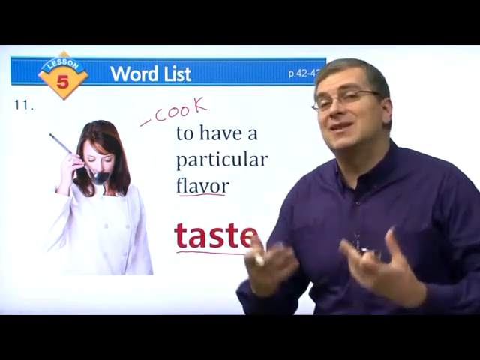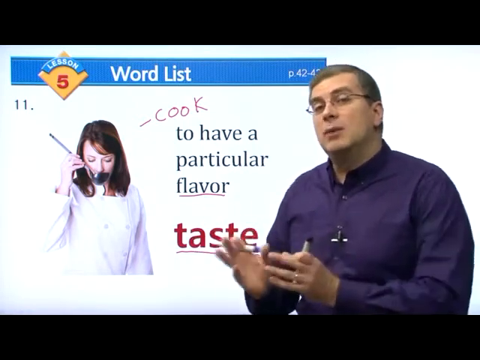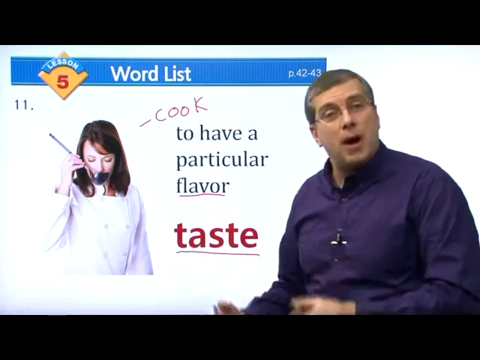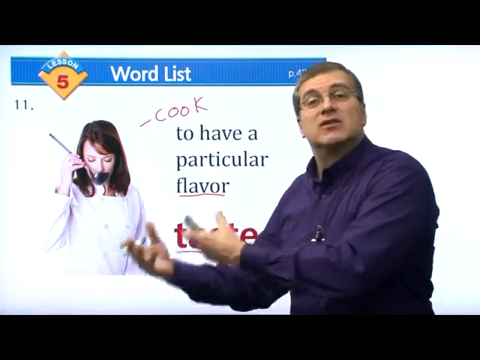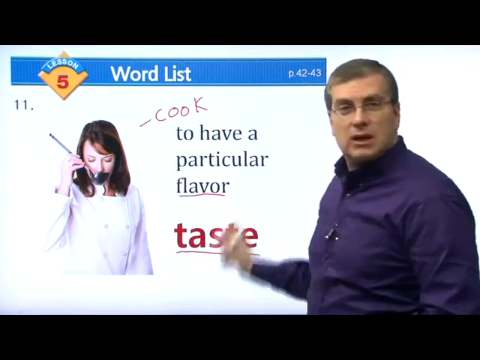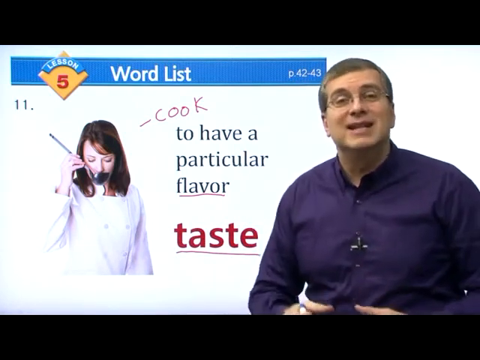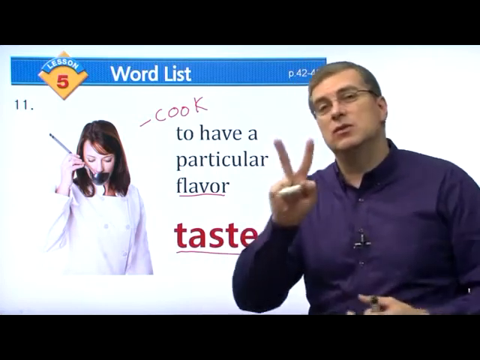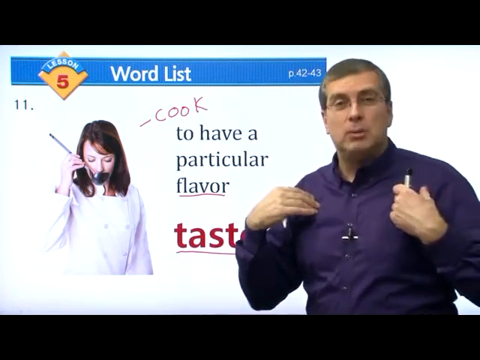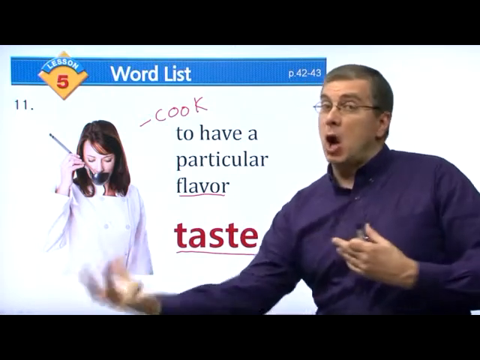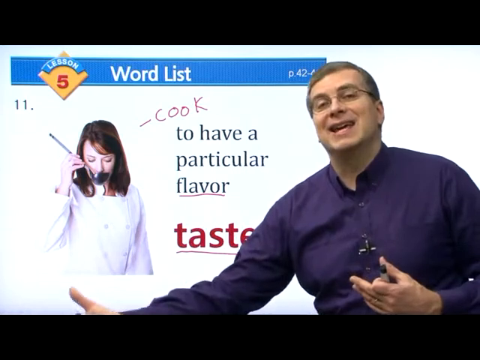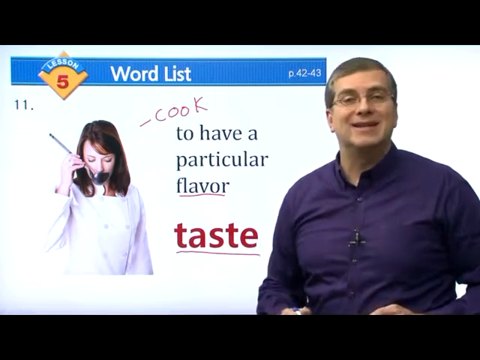Now, we can taste something, but an object can also have a taste, right? The strawberries taste sweet, and that has a particular flavor. Lemons taste sour. So we can use taste in two ways. We, people, can taste something, but objects can have a taste. What do they taste like?